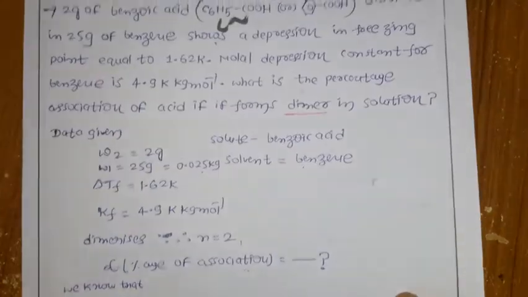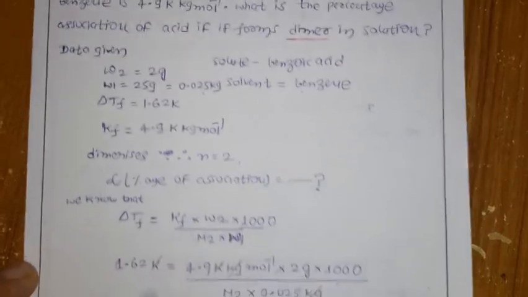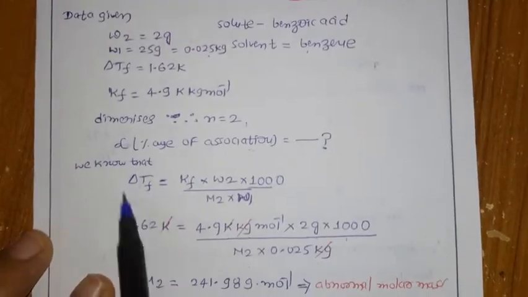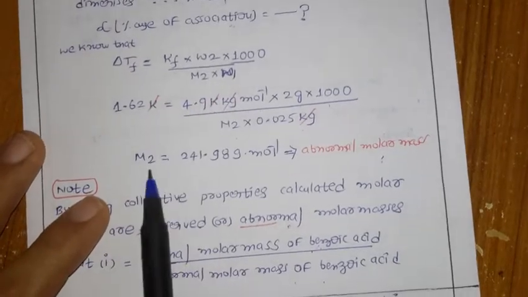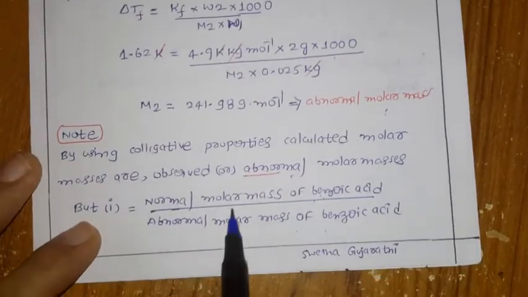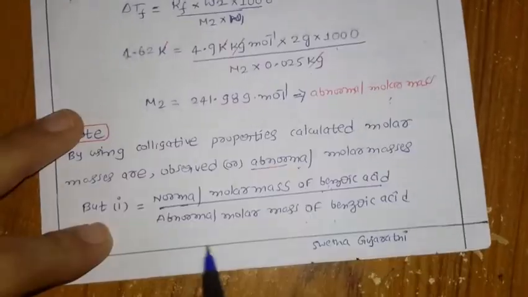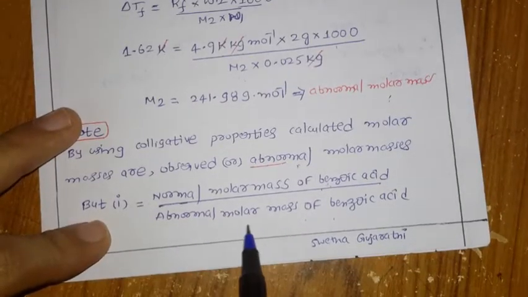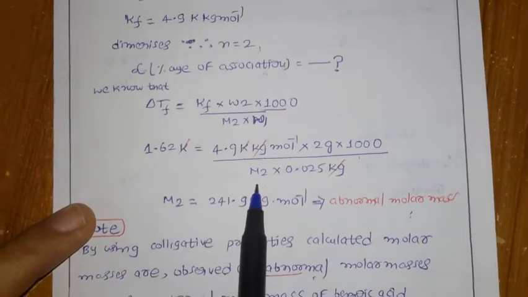Here we have to calculate the alpha. For alpha, first we have to bring the i. i is not given, but delta Tf we can calculate. Why do we calculate delta Tf? Because from the given data I can calculate the molar masses. The normal molar mass I can calculate because the formula is already given, but I don't know the abnormal molar mass. So how do I calculate the abnormal molar mass? By using the following data.